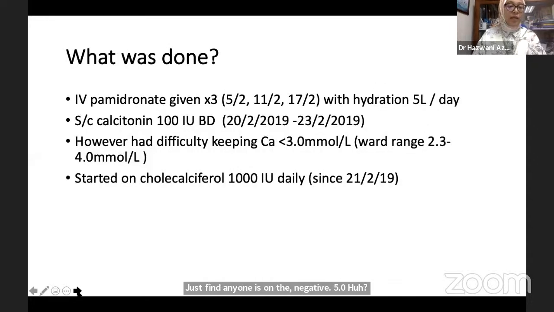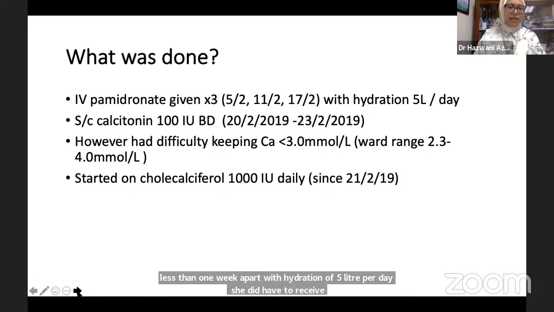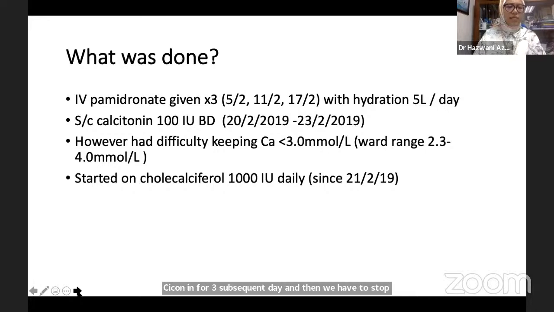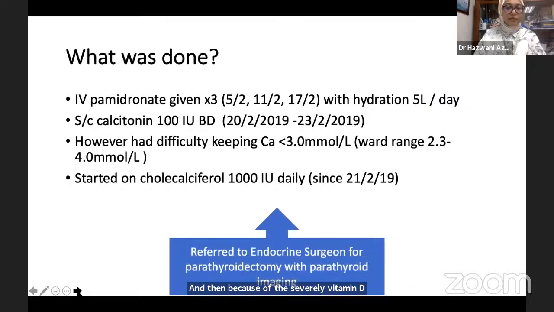Okay, so what has the patient received? She did receive 3 doses of IV pamidronate, less than 1 week apart, with hydration of 5 liters per day. She also received calcitonin for 3 subsequent days and then we had to stop it. It was very difficult to keep the calcium less than 3. And because of the severe vitamin D deficiency, we started her on cholecalciferol 1000 IU daily.